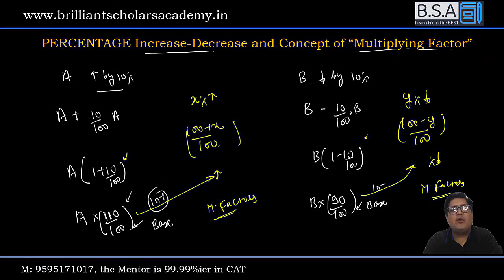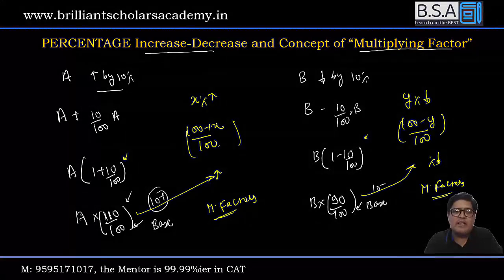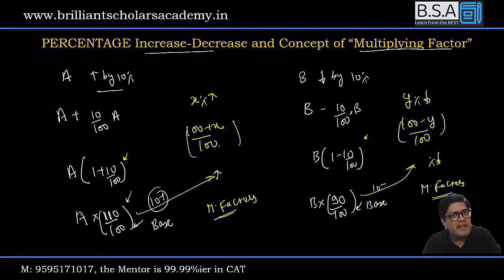You can create your own multiplying factors based upon what values have been given to you. Decimals also are fine. आपको decimals comfortable लगता है? You can say 1.1 is 10% increase and 0.9 is 10% decrease. You can work with that also.